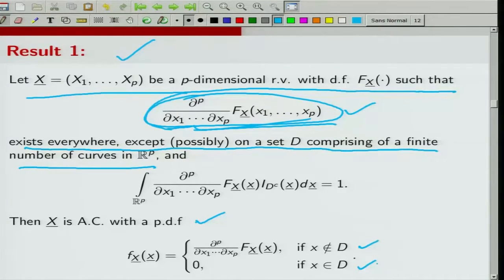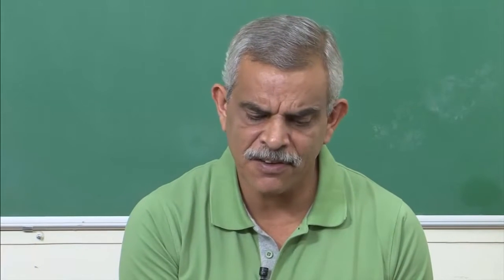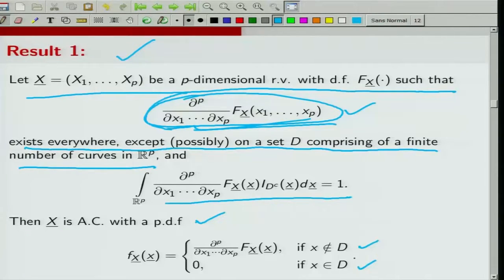Note that we had a similar result in the case of one dimension: if your distribution function is differentiable everywhere except possibly at a finite number of points, and if the derivative of the distribution function integrates out to 1, then I can say that the random variable is absolutely continuous with PDF given by the derivative wherever it exists, and at all other points I can take it to be 0. So, this is one of the PDFs.